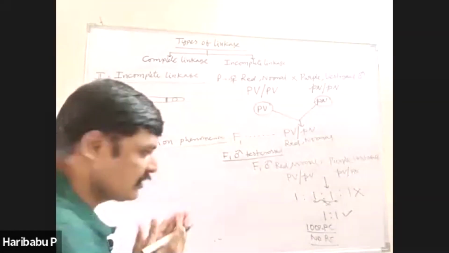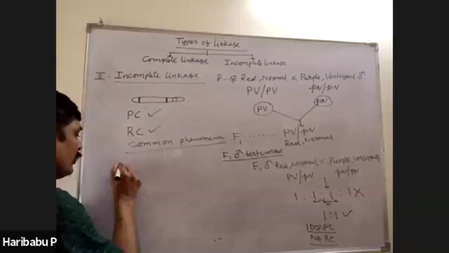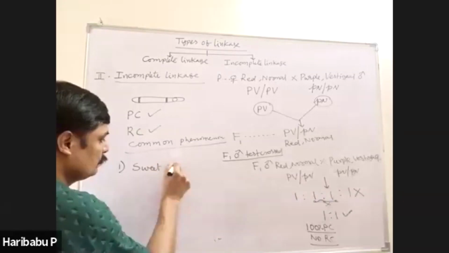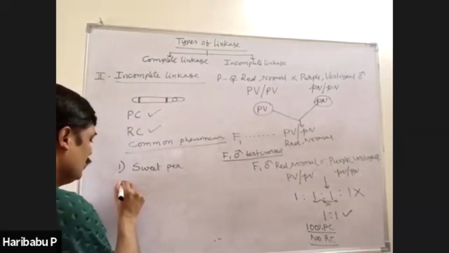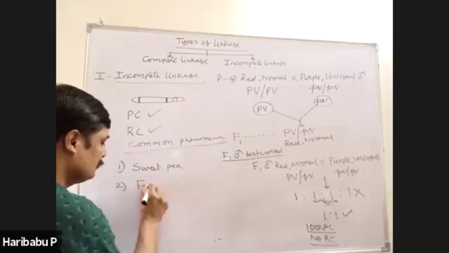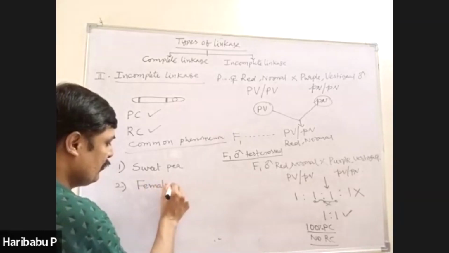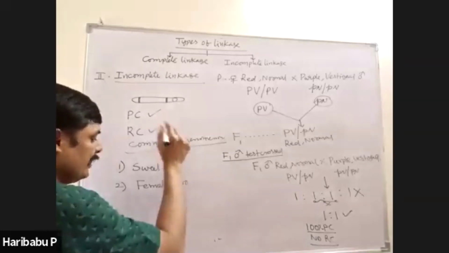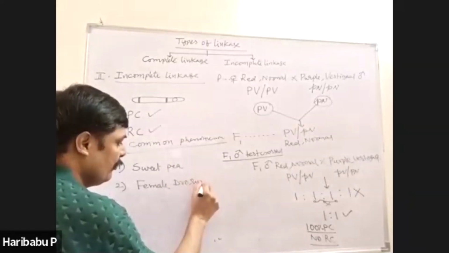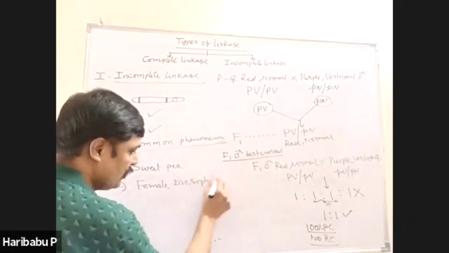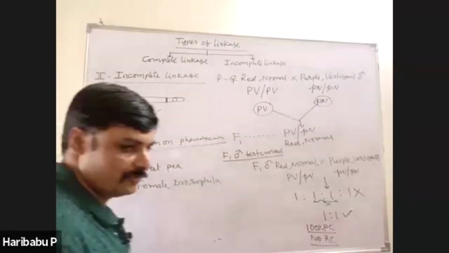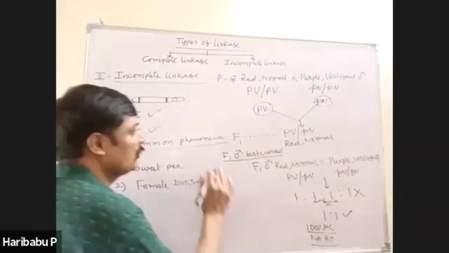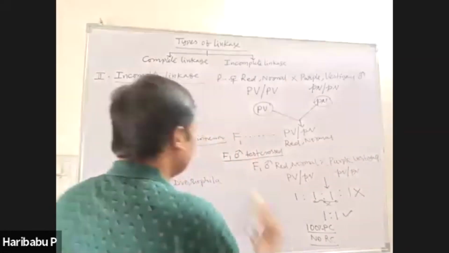The best examples for this: one, sweet pea. Second one, female Drosophila. Male Drosophila is an example for complete linkage. Female Drosophila is an example for incomplete linkage. So let us discuss with examples one by one. The first one is sweet pea.